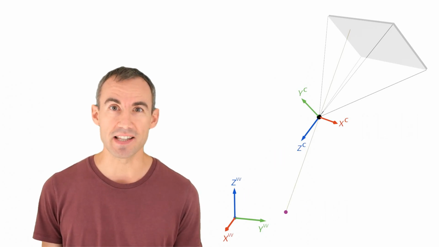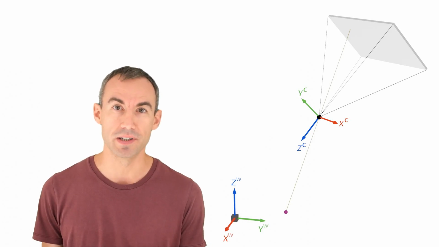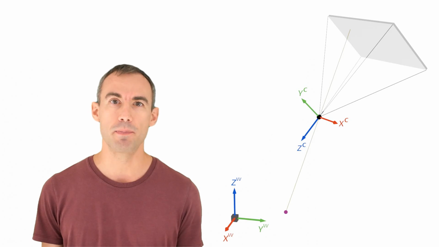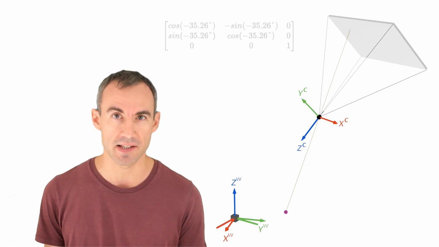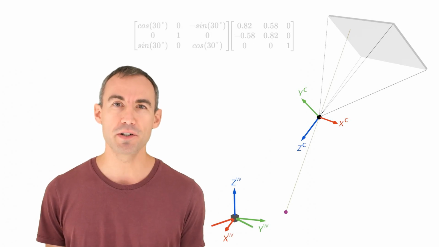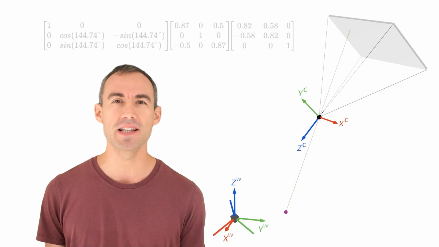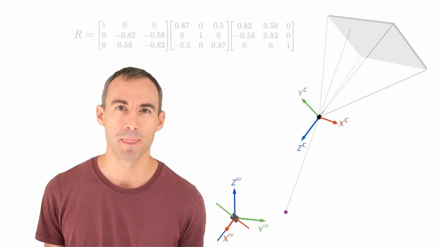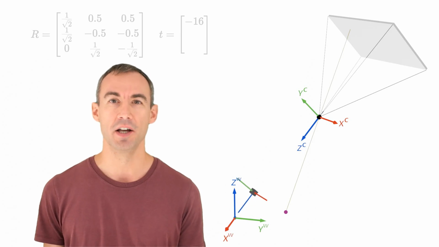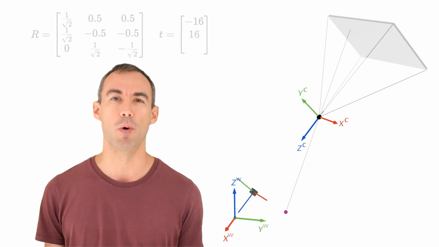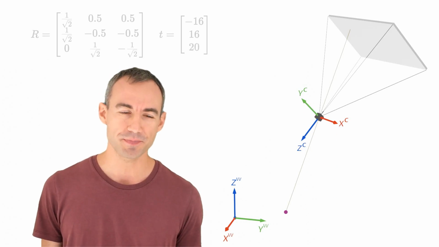In this specific example, we start at the world coordinate system, and to get to the camera coordinate system, we rotate it by approximately minus 35 degrees around the world z-axis, by 30 degrees around the world y-axis, and by 144 degrees around the world x-axis. And then we move it by minus 60 millimeters along the world x-axis, by plus 60 millimeters along the world y-axis, and by plus 20 millimeters along the world z-axis.